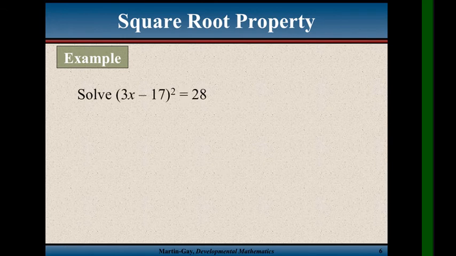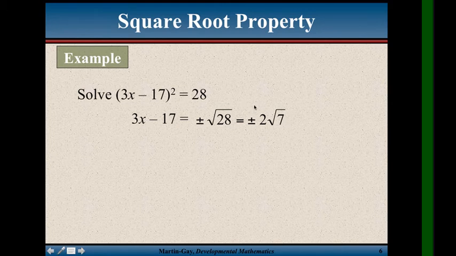Alright. So (3x minus 17) squared equals 28. Get the square root of both sides. So we have positive negative square root of 28, wherein 28 can be factored into 4 and 7, wherein the square root of 4 is equal to 2. That becomes positive negative 2 square root of 7. I believe all of you know this one. How did it become like this, right?